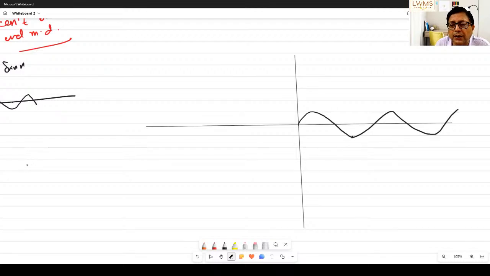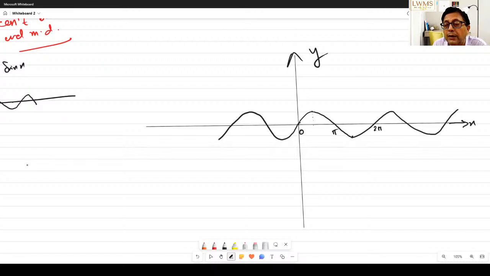I have just drawn one part. And here it also has a portion on the left side. This is y, this is x, this is 0, pi, like this will be pi by 2, 3 pi by 2, 5 pi by 2.